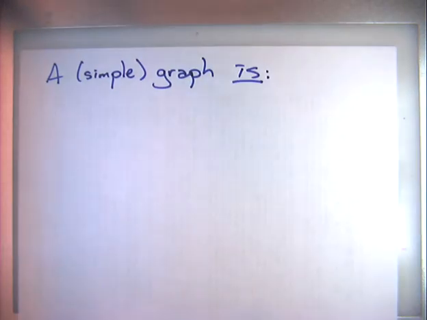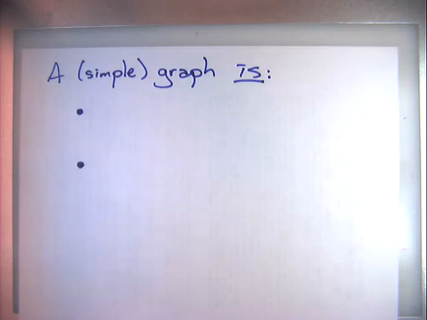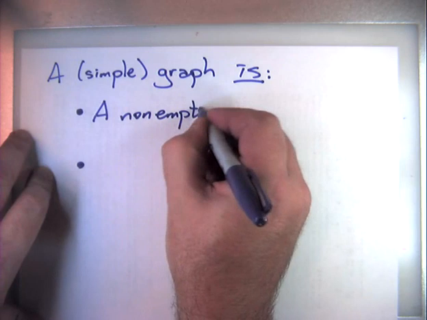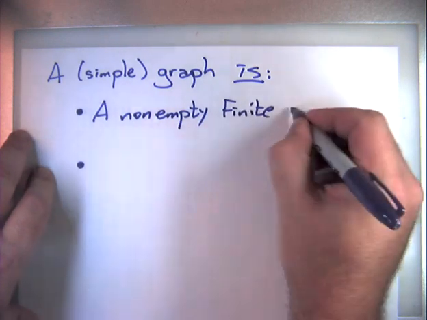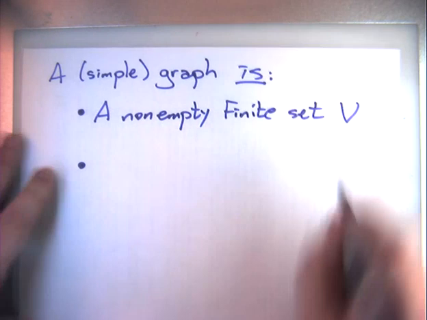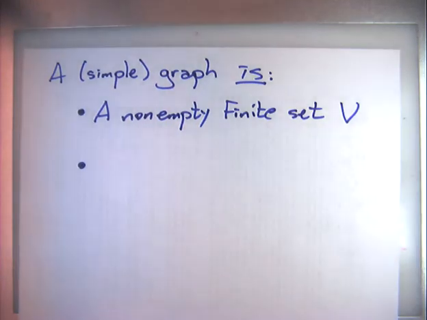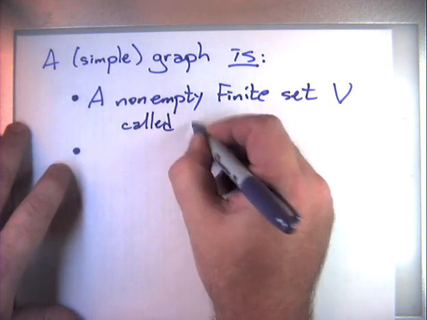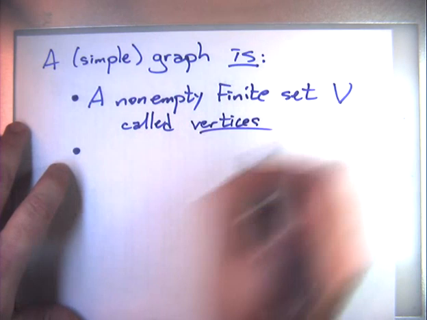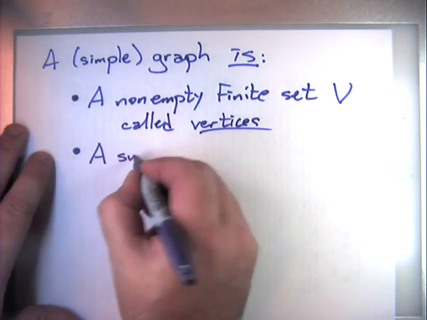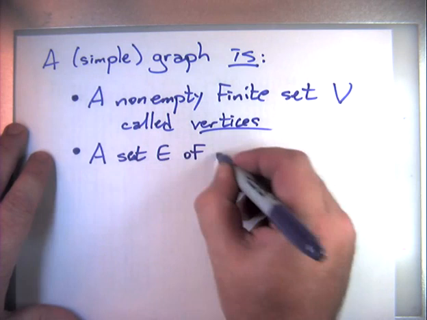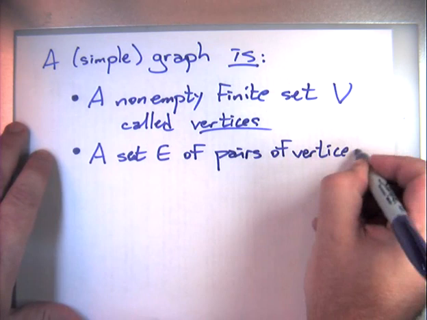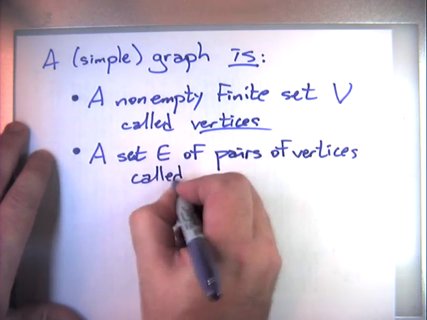what a graph is, it's a pair of sets. There's some non-empty finite set, which we'll call V, and whose elements we will refer to as vertices and nodes. These are the vertices. And a set E of pairs of vertices, which we will call edges.